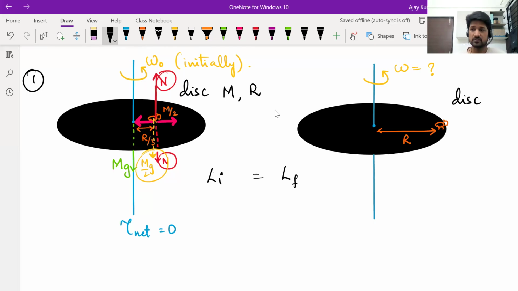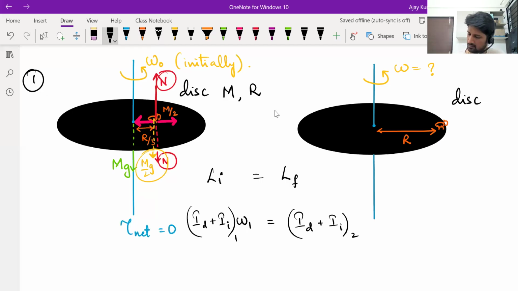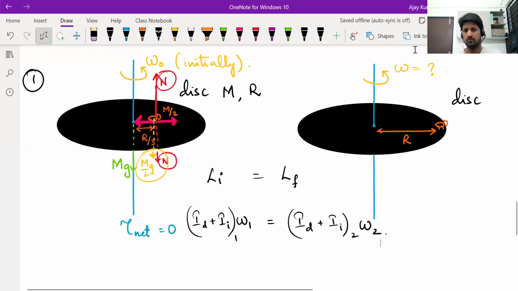Whose angular momentum is conserved? Disc plus particle. So moment of inertia of the disc plus moment of inertia of the insect or ant, whatever it is, into omega 1 should be equal to final moment of inertia of the disc plus final moment of inertia of the insect, into omega 2. Omega 1 is given to you as omega naught. Put it there. Get omega 2 value. You have to find out the initial and final moments of inertia. Then you will have the answer. Try this, all of you. I'll give you 3 minutes.